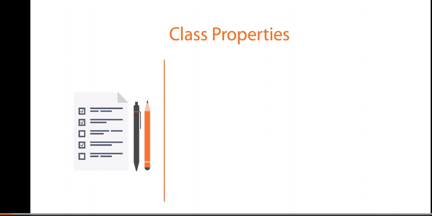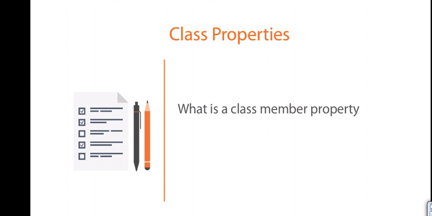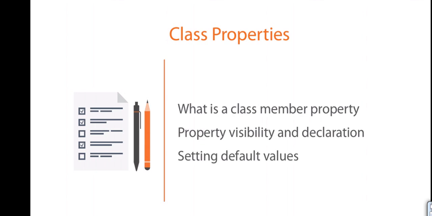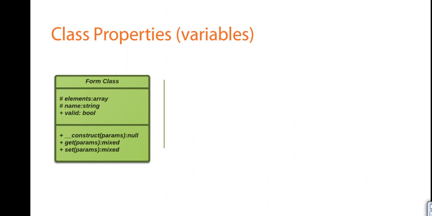In this session, we'll discuss what a class member property is, how to set property visibility and declare properties, and then set some default values. A class property is nothing more than a variable stored inside the class. Being inside the class construct itself protects it from naming collisions from any other scope.